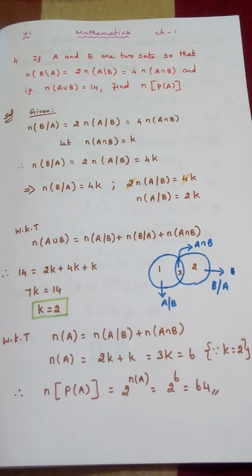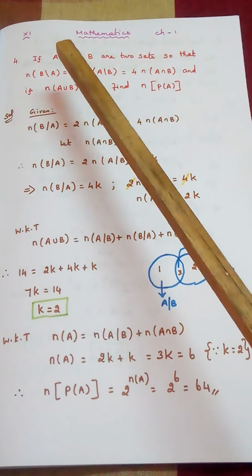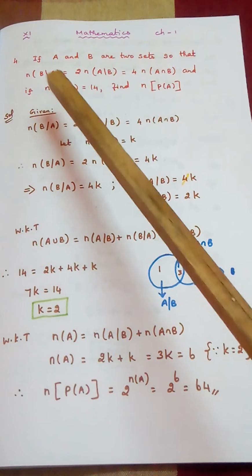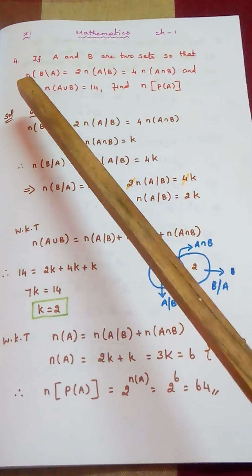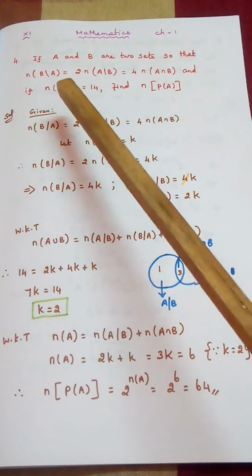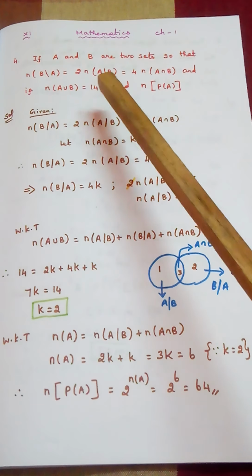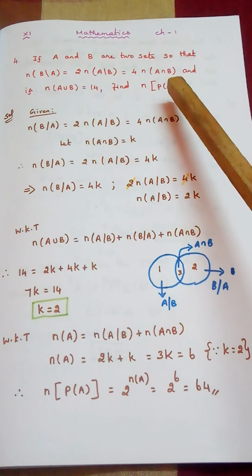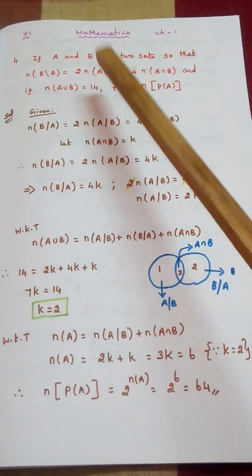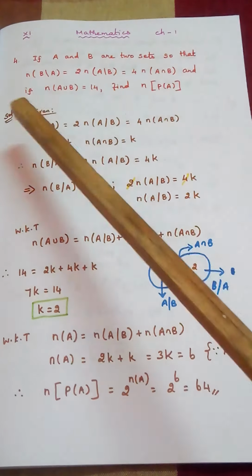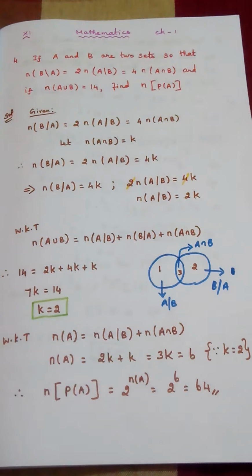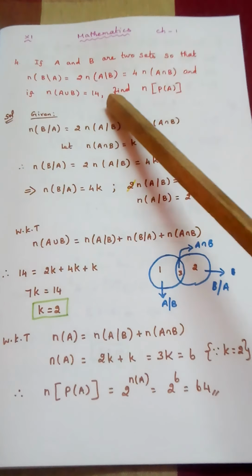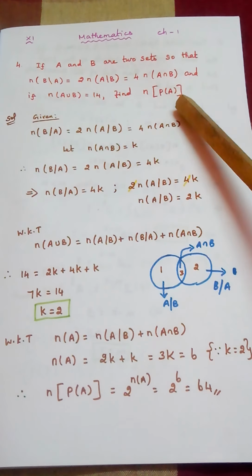This is the question. Again I repeat, what are the things given to us? A and B are two sets. n(B − A), what is the meaning? Number of elements present in B − A is equal to 2 times the number of elements present in A − B, which is equal to 4 times the number of elements present in A ∩ B, if these three are equal. And if n(A ∪ B), the number of elements in A ∪ B, is equal to 14, find n(P(A)).